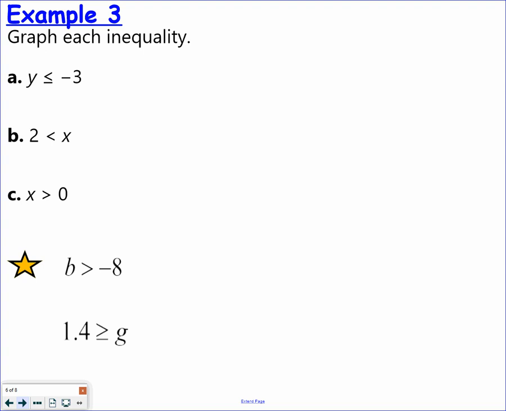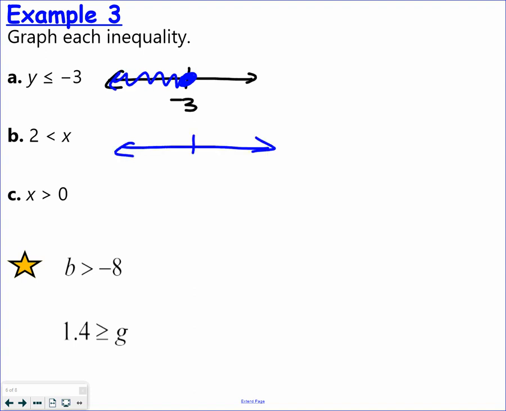Make up your own number line. I'm just going to put negative 3 in. Here's all I want for today. All I want to know is, is this open or closed? So it is closed because there's an equal to, and the y is less than. So that would be shaded to the left. So again, on a number line, just put the number in the middle.